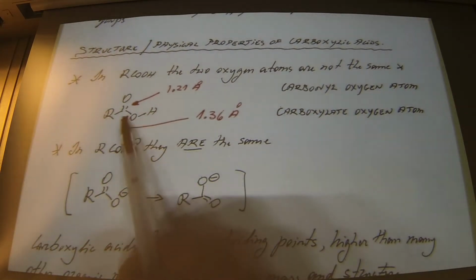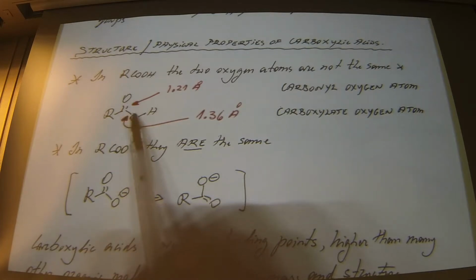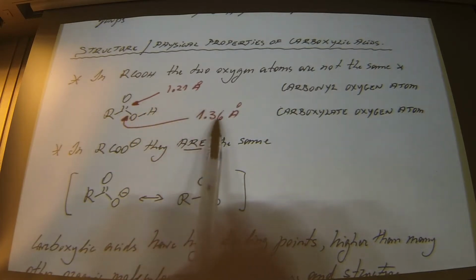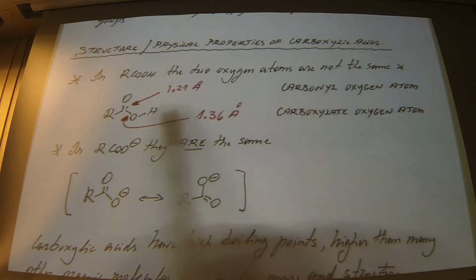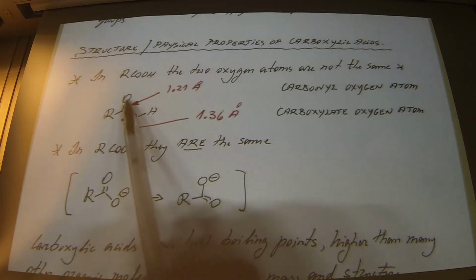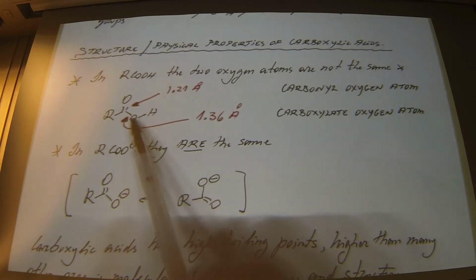Not too surprising that you have a double bond, you have a single bond, you've got a short bond, you've got a long bond, right? I mean, that's what you'd expect. And so the 2 oxygen atoms are not the same, right? This is the carbonyl oxygen, that's the carboxylate oxygen.